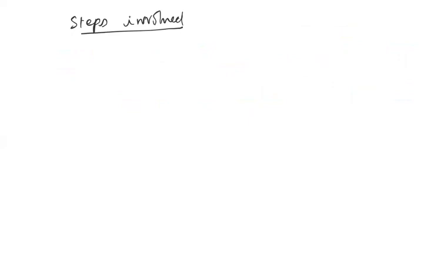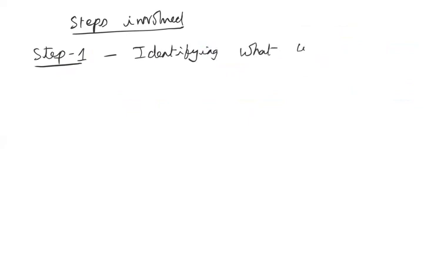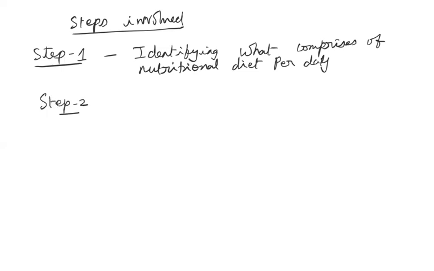So the steps involved. Step 1. First and foremost, what has to be done? First, it has to be identified: identifying what comprises a nutritional diet per day. So first, in the consumption basket, what all should be there, which you can call a nutritional diet a person should consume in a day. That is step 1. Then step 2, what has to be done?